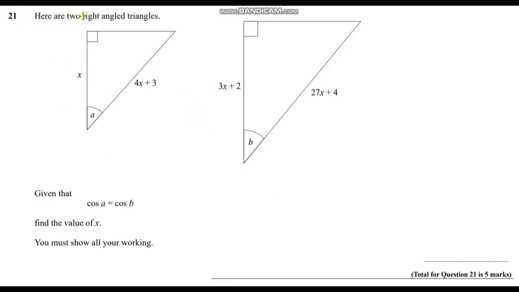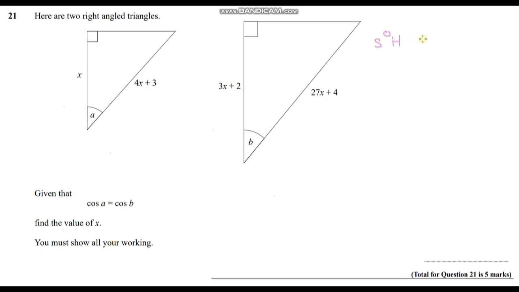Question 21. Here are 2 right angle triangles. Given that the cos of A equals the cos of B, find the value of x. You must show your working. So how do we calculate the cos of an angle? If we think about SOHCAHTOA, let's just write SOHCAHTOA. Let's not do it in yellow, that's very silly. Do it in purple.